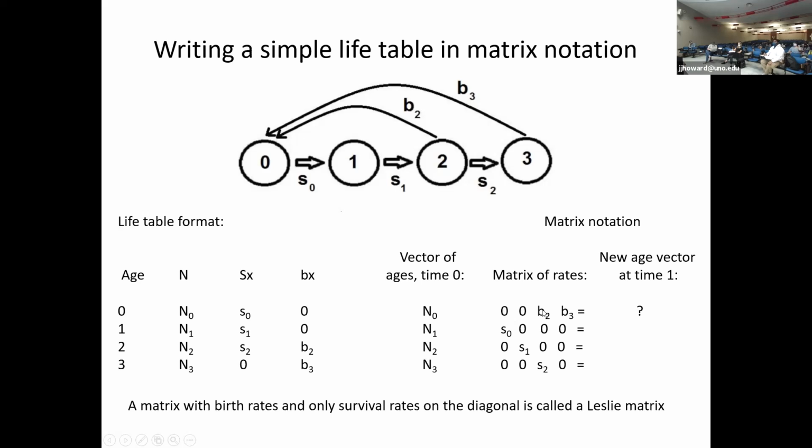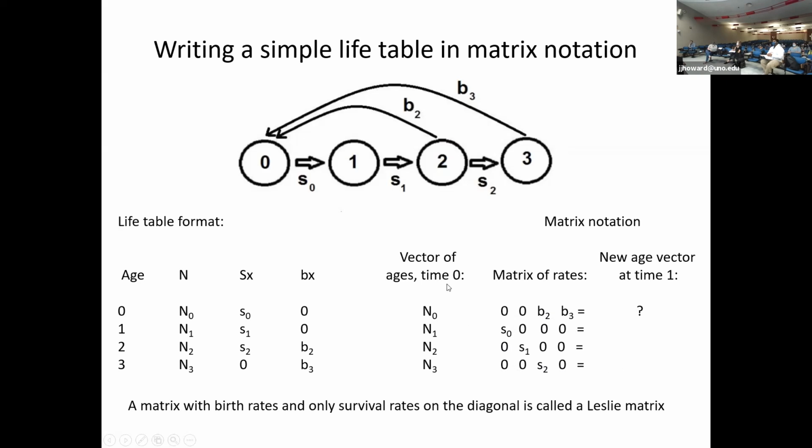And this is how we write them. So what we have in the top row is the rates that determine how many newborns there will be. In the second row, we have the rates that will determine how many one-year-olds there will be at the next time, how many two-year-olds there will be at the next time, and how many three-year-olds there will be at the next time.